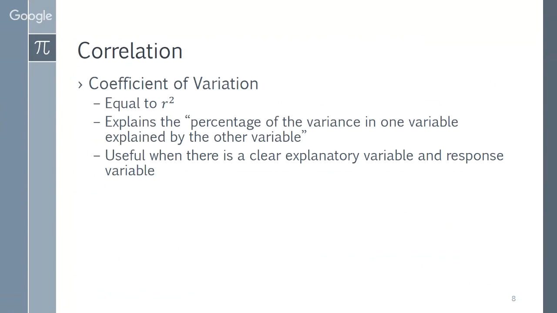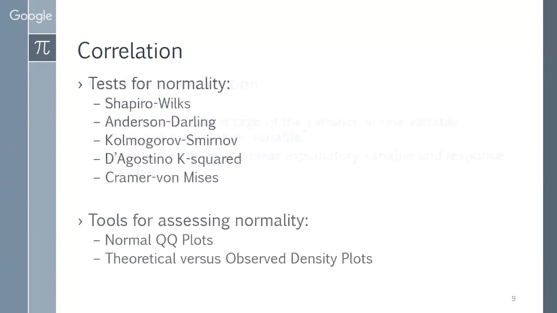So we say that in our data set, approximately 45% of the variance in our response variable appears to be able to be explained by our explanatory variable. So some statements like this.